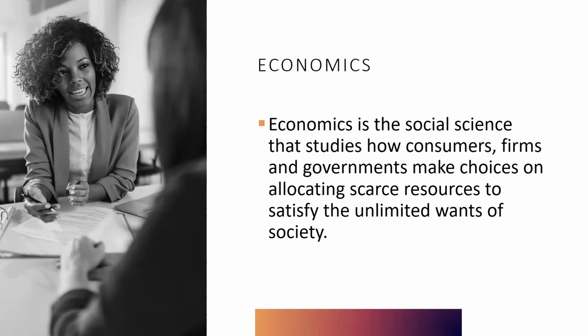First, let's look at what economics is, right? Economics is a social science that studies how consumers, firms, and governments make choices on allocating scarce resources and satisfying unlimited wants in society. Now, the keywords I want you all to get in this definition: social science that studies. So you need to show that it's something that is observing a phenomenon, right? It studies something. Consumers, firms, and governments, those are the economic agents.